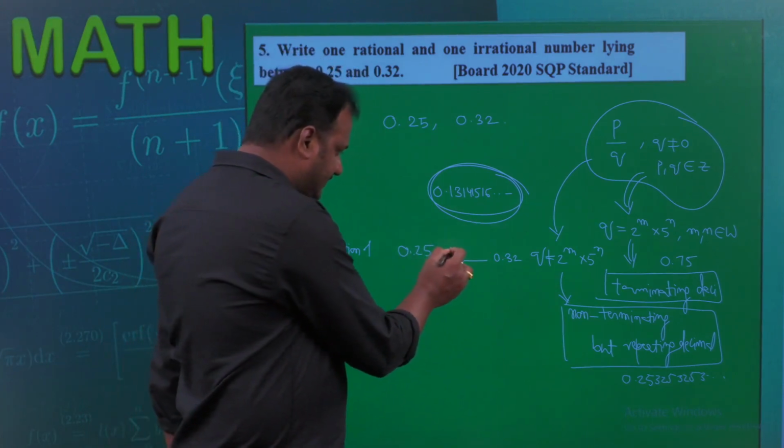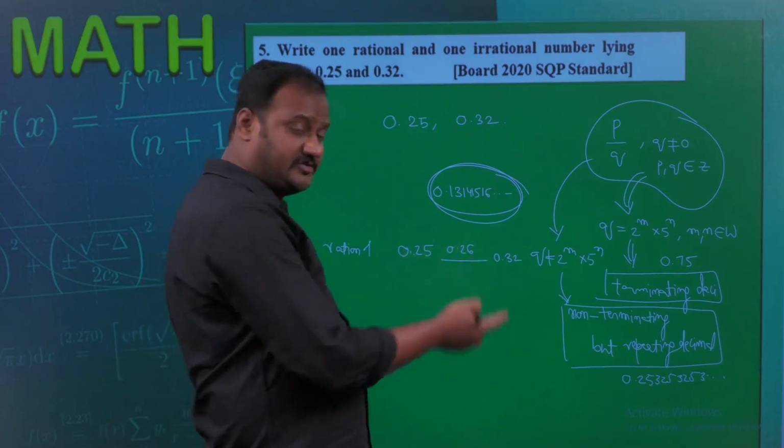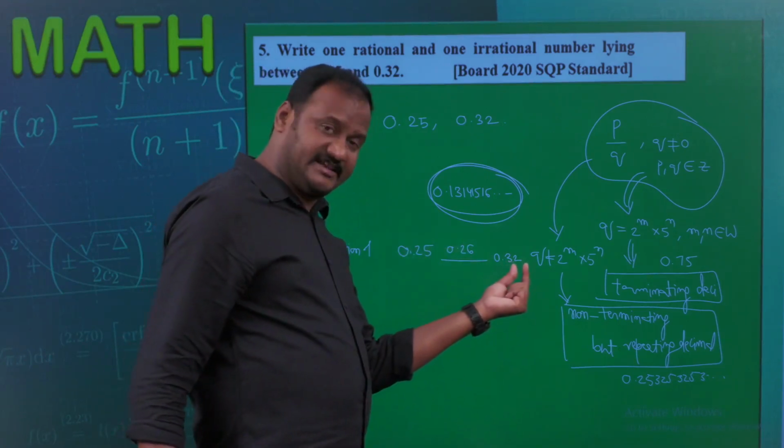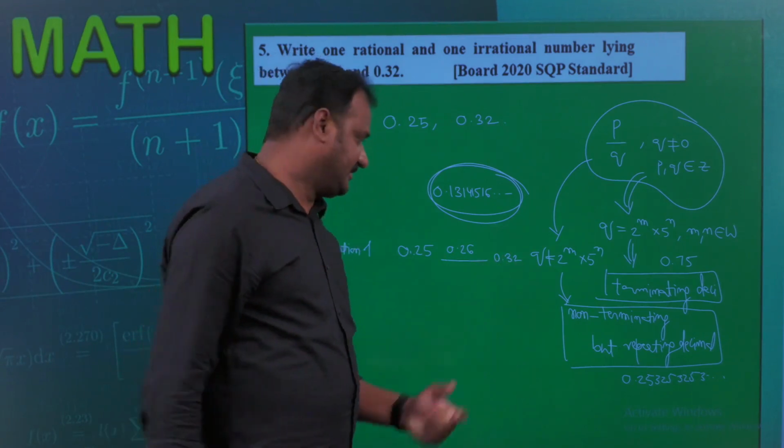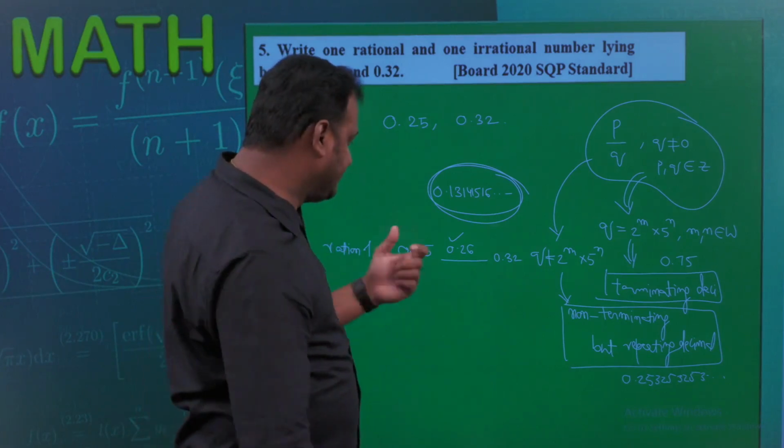More than 0.25. Can I write it as 0.26? Because it is more than 0.25. Can we say that it is less than 0.3? Yes, absolutely. So 0.26 is one example of a rational number between these two numbers.